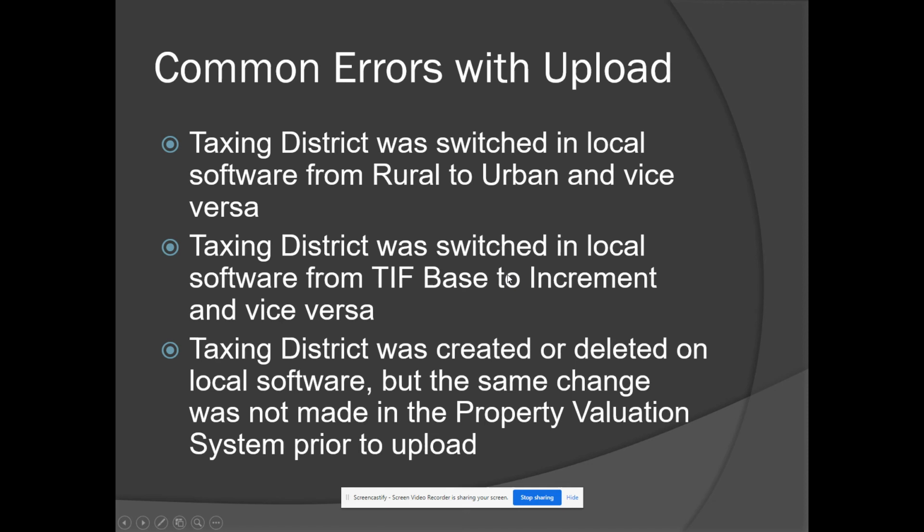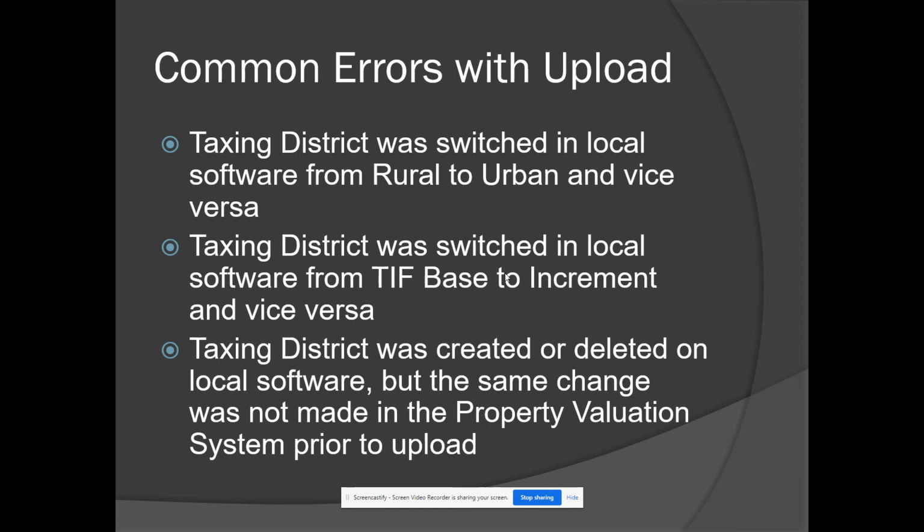from a rural to an urban or vice versa, the system is not going to like that, and it's not going to accept that. If something was called a rural district in 2019, and in 2020 you're trying to call it an urban district, the system is not going to accept that change. Similarly, you can't switch from a base to an increment and vice versa. A big thing, though, is more of the timing and the process.